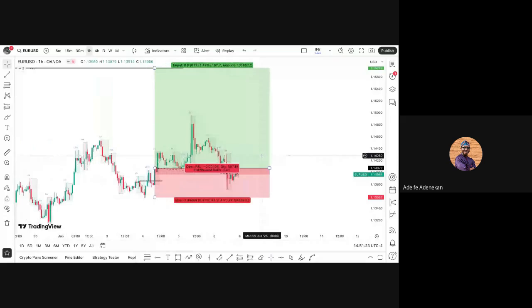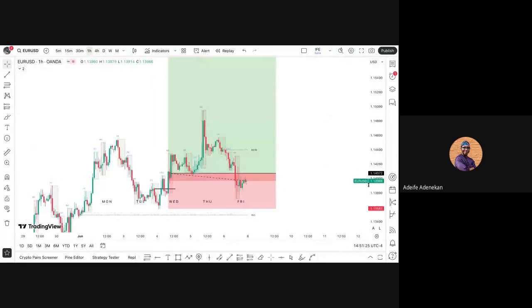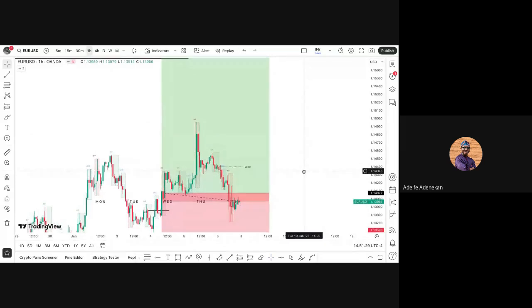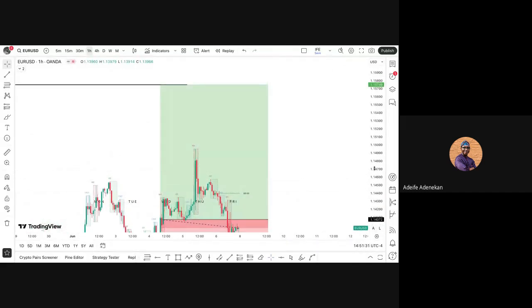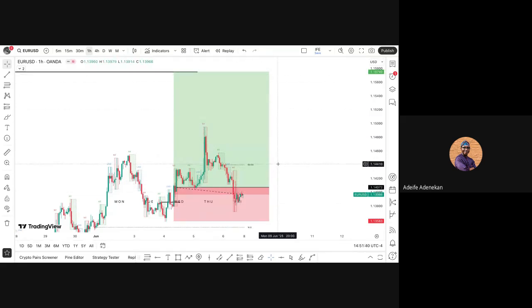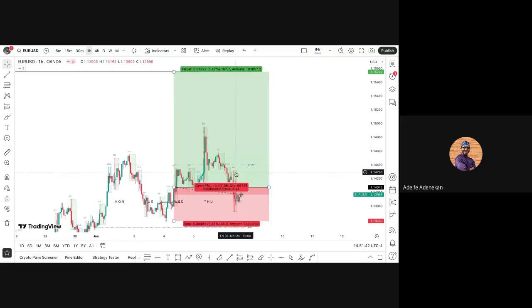Okay, very good. And then my initial target was right up here. Look at the risk to reward. The risk to reward is 1 to 3, right? And I think I posted this on my status for those that have my number.